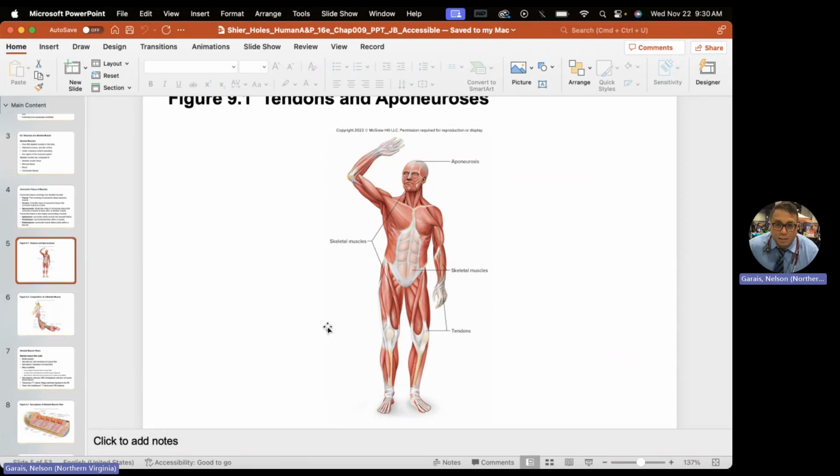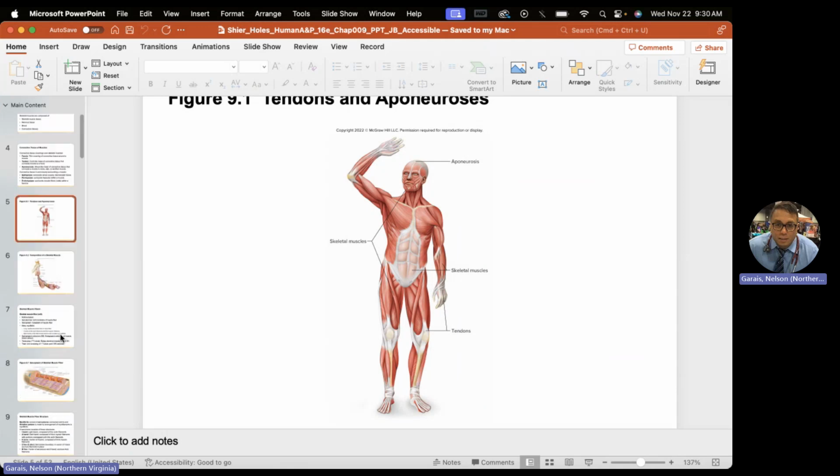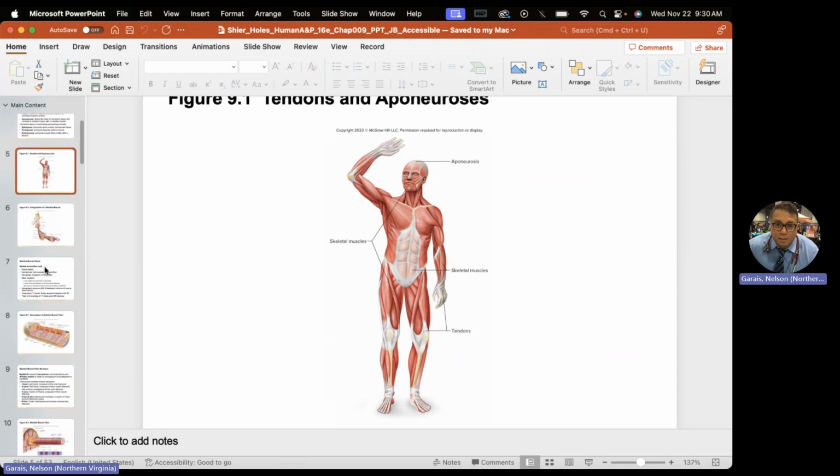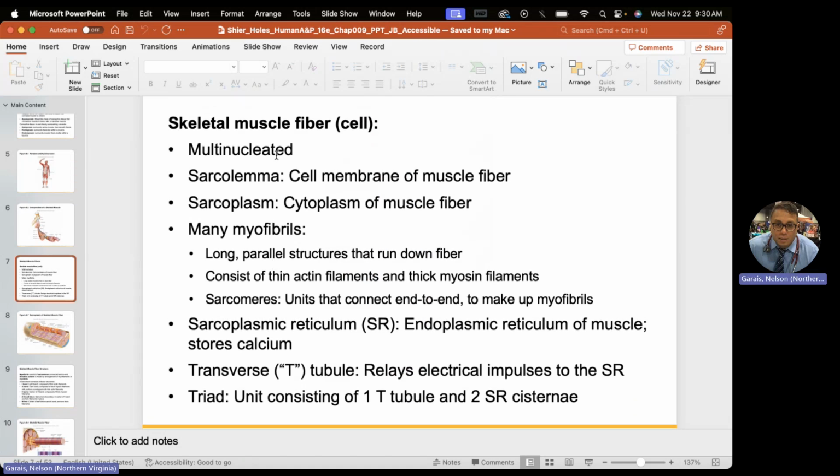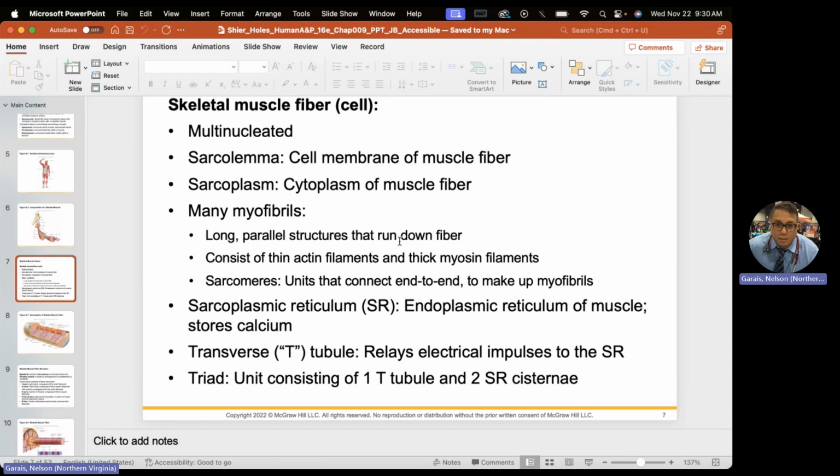Here's some tendons, aponeurosis, just a nice sample on chapter 5. Now, muscle fibers are multinucleated. You have sarcolemma, which is the covering of the muscle fiber. Sarcoplasm, that's the cytoplasm of a muscle fiber. Now, you have your sarcoplasmic reticulum. It is the endoplasmic reticulum of muscle. And what's really important, we've already talked, there's calcium.